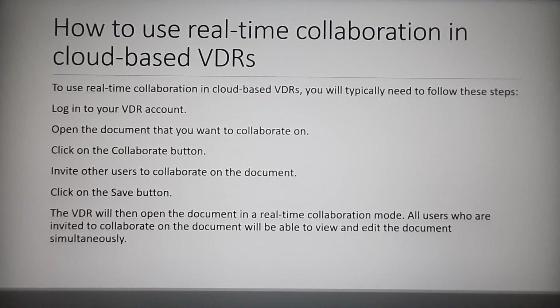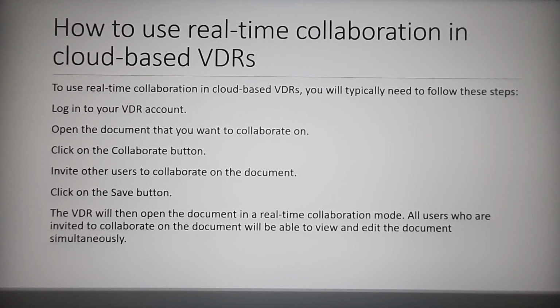How to use real-time collaboration in cloud-based VDRs. To use real-time collaboration in cloud-based VDRs, you will typically need to follow these steps. Log into your VDR account, open the document that you want to collaborate on, click on the collaborate button, invite users to collaborate on the document, and click on the save button. The VDR will then open the document in real-time collaboration mode.